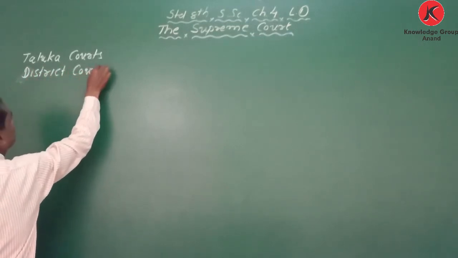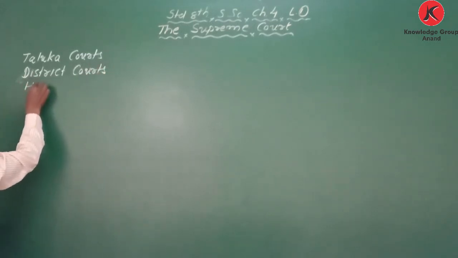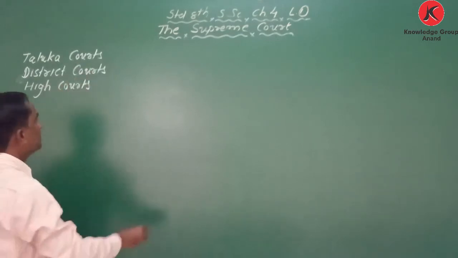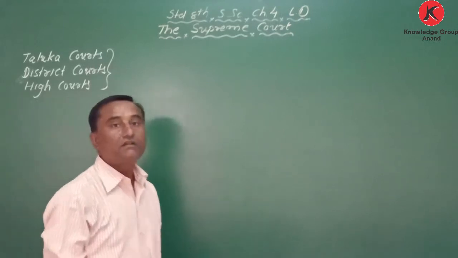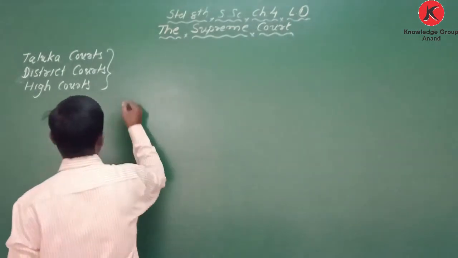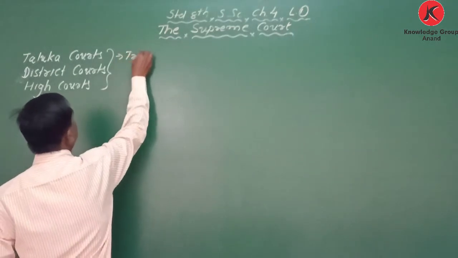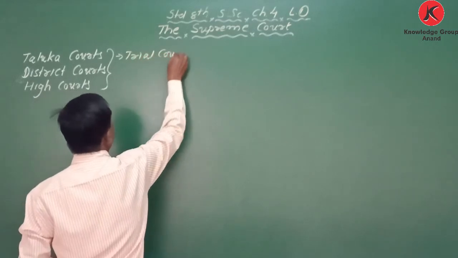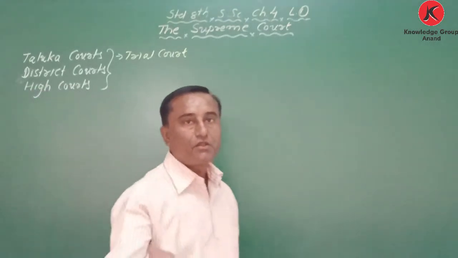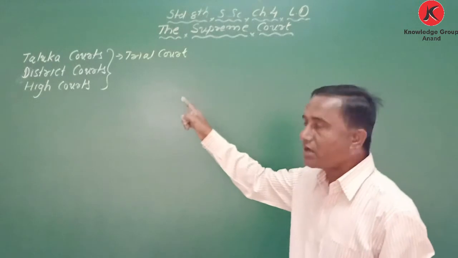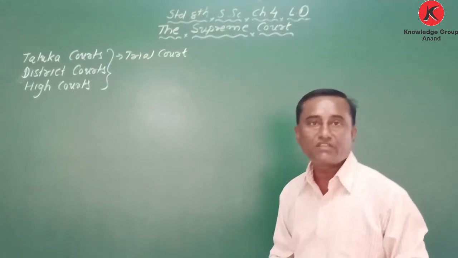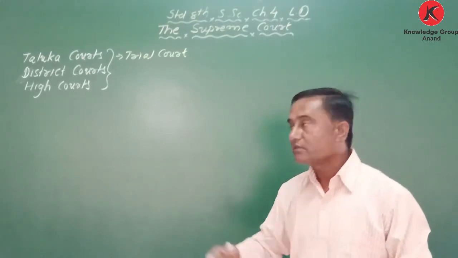district courts, and high courts. These three courts are found in a state. The taluka court is called the trial court. If you are not satisfied with the judgment given in a taluka court, you can go to the district court, and if you are still not happy with the judgment, you can appeal in a high court.